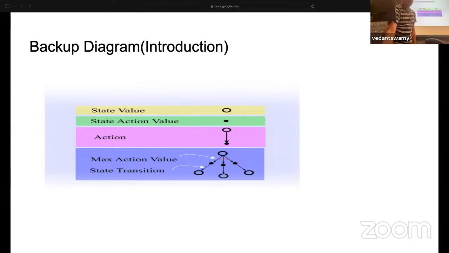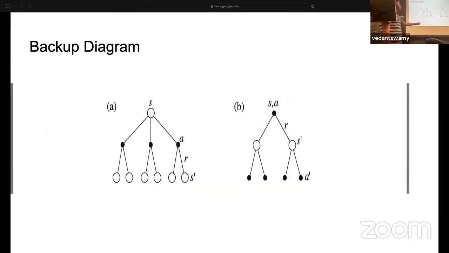A backup diagram would look like this, because we have a state, actions, state action values, multiple states, and rewards that are possible. This would be a backup diagram for dynamic programming, and it helps you visualize it much better. What's the state action value? The state action value is called Q of S comma A. That is the reward that the agent receives by being at the state S and performing action A.